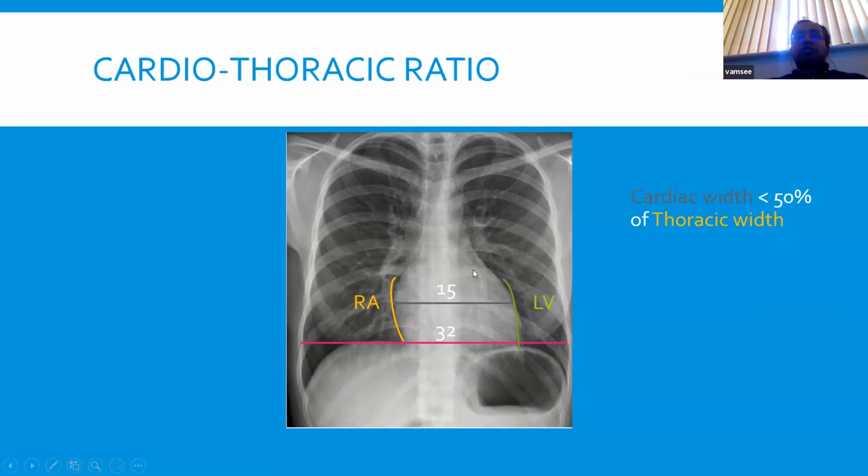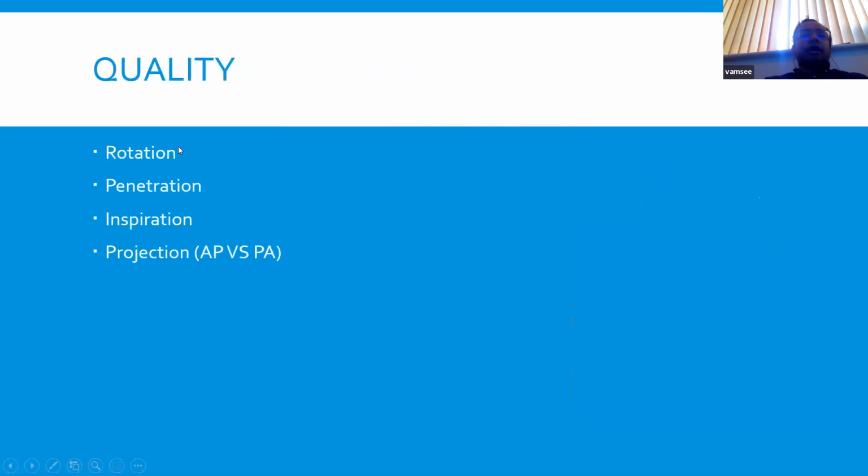Just remember, these are the rough borders. This is what actually constitutes the border. The right atrium on the right, and left ventricle on the left, and the cardiothoracic angle. Cardiothoracic ratio being less than 50%.